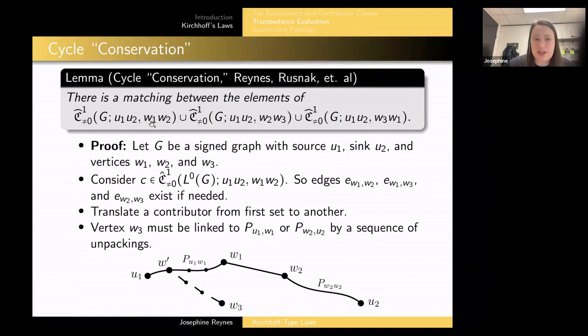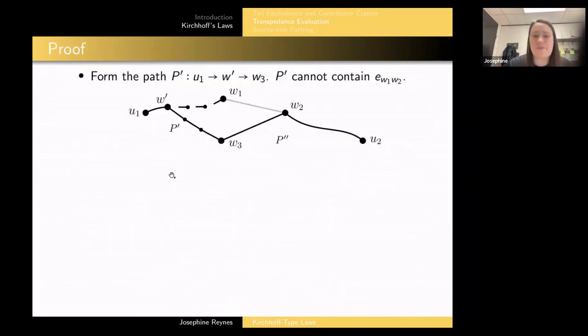So if I have a connected component containing U1 and W1, there is a path between them. Similarly, if there's a connected component containing U2 and W2, there is a path between them. So I'm assuming that this is linked to this path somehow, and I'm going to send it to this vertex W prime. It's connected somehow. And now I'm going to form this path P prime just by taking whatever path I need to get to there. I want to note that this P prime cannot contain this edge W1, W2, because W1 and W2 are in different components by the definition of contributor.